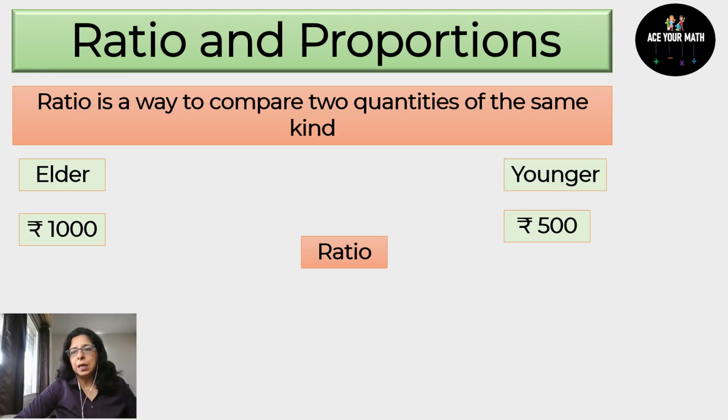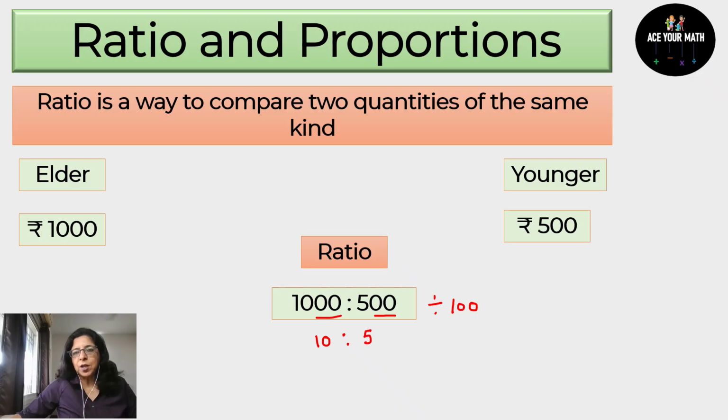Now we are comparing elder to younger. So first write the elder one and then the younger one. Now it is 1000 is to 500. Now if you see, this ratio is not in the simplest form. So always convert it into simple form. How do you convert? If you see, 1000 is divisible by 100 and 500 is also divisible by 100 because they both have two zeros at the end. So we can divide both numbers of the ratio by 100. When you divide 1000 by 100, you get 10. And when we divide 500 by 100, you get 5.